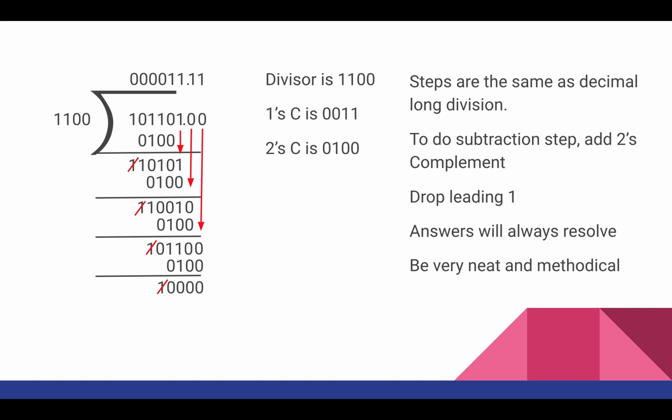Some steps in doing this. You add the 2's complement in your subtraction step. You drop the leading 1. In software design and development, especially when it comes to exams, the answers will always resolve. I would be doing what I did in the previous slide, which is put it all together in a number line so I know the numbers that I'm looking for. And more important than anything else, be very, very neat and methodical. Too often when I was preparing this slide, I'd have the working out on a piece of paper and I get it wrong and have to start again because I was not being very neat and methodical.